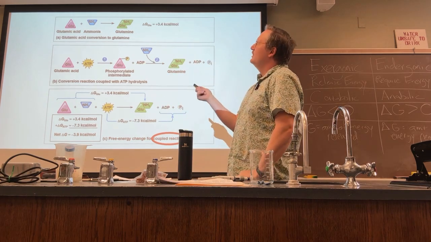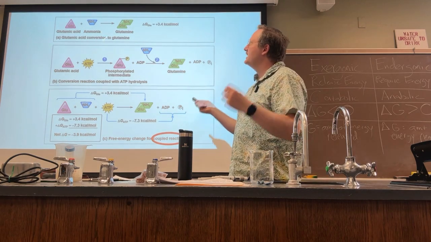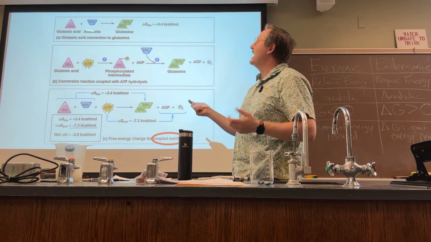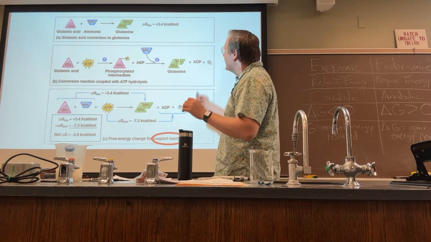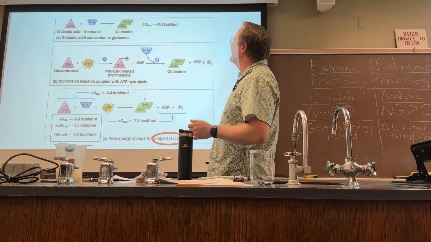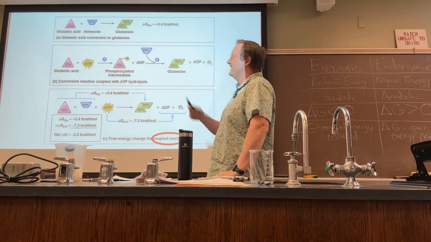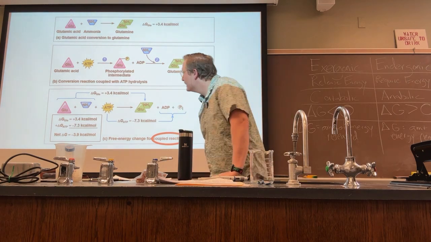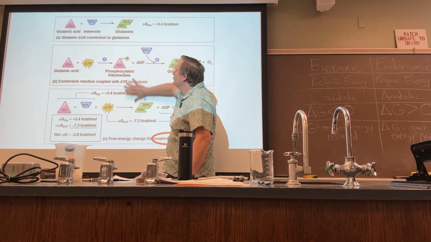So let's look right here. In this example, we have an anabolic endergonic reaction where glutamic acid and ammonia are combined to generate glutamine. Cool? Check out that delta G value. It's positive. It takes 3.4 kilocalories for every mole of glutamine that gets generated. All right? Cool.